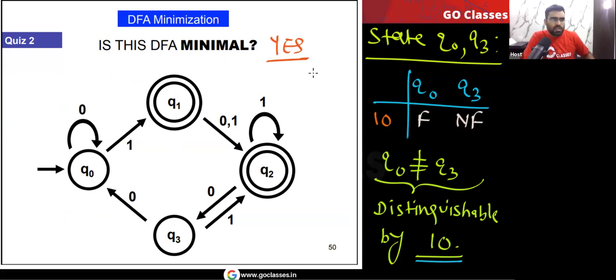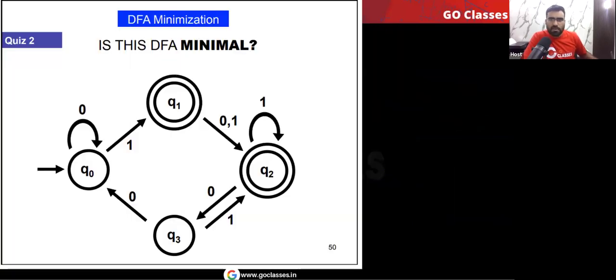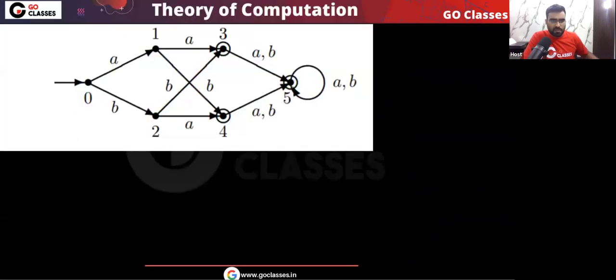Please tell me, is this point clear? Did you understand? Look at this string 1, 0. Q0, Q3 are distinguishable by string 1, 0. On string 1, 0, Q3 goes to non-final and Q0 goes to final. So finally I can say yes, this is a minimal DFA. The question was asking, is this a minimal DFA? The answer is yes. Now let's see the next one.